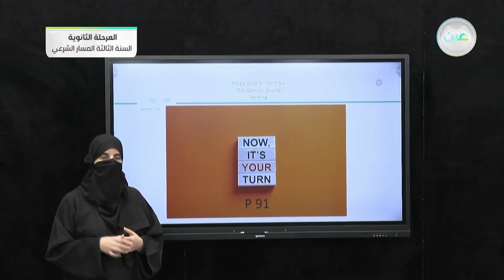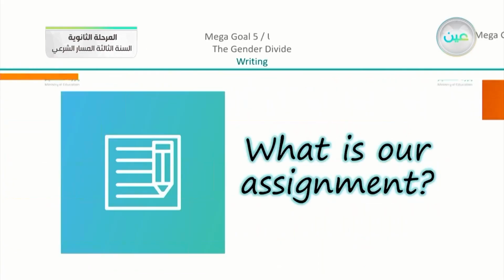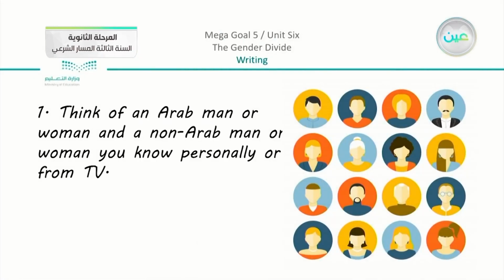Now it is your turn. We have on page number 91 our task, or the assignment. So what is our assignment? Just to focus, we have the idea of communication in general. We are asked in the book to think of an Arab man or woman and a non-Arab man or woman you know personally or from TV.